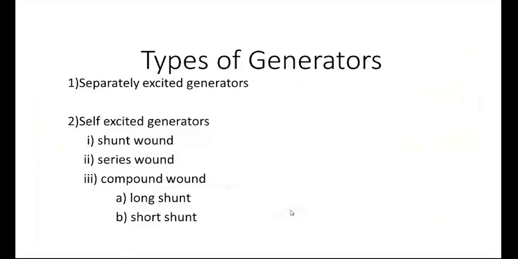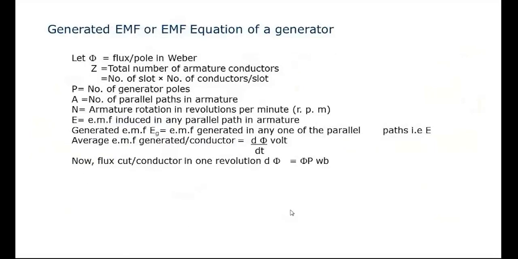Next we discuss the EMF equation of a DC generator. Before going to the derivation of the EMF equation, we define some constant parameters. Let phi be the flux per pole in Weber, and Z the total number of armature conductors. This is the armature circuit, electric circuit. The number of conductors is the number of slots multiplied by conductors per slot. P equals the number of poles, A the number of parallel paths, N the armature rotation in revolutions per minute, and E the induced EMF in any parallel path.